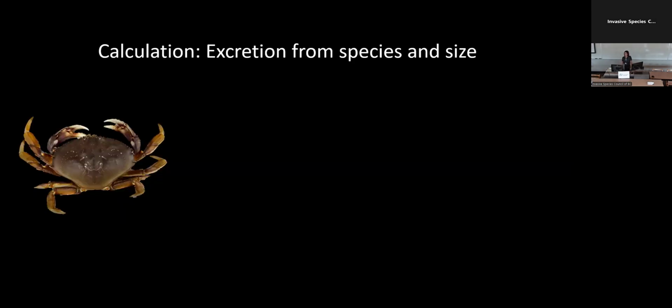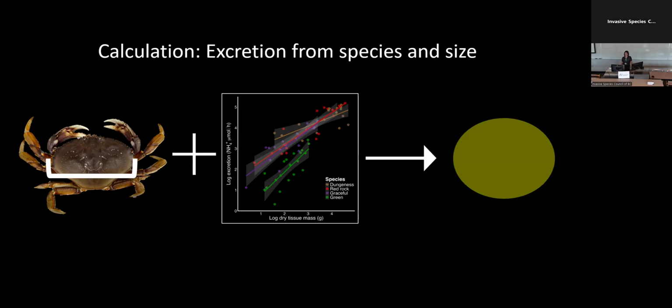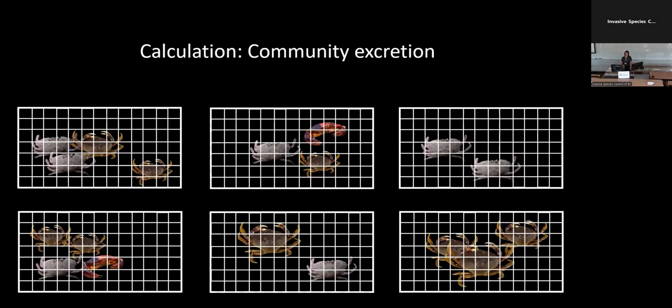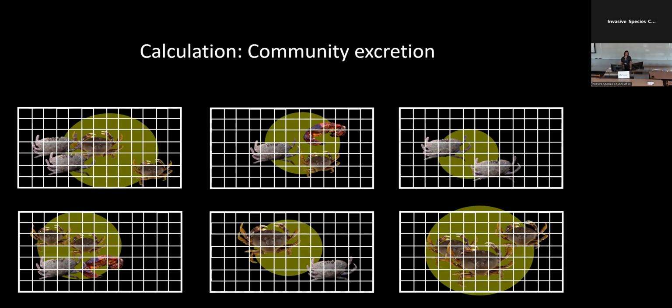So for each of the crabs that DFO caught, I can use the species and the size of that crab in combination with my excretion rate model to estimate about how much that crab would be peeing in the environment. And so if you could imagine traps full of crabs, for each individual crab, I can calculate how much that crab was peeing, and then I can add that all up to get an estimate of community level excretion.